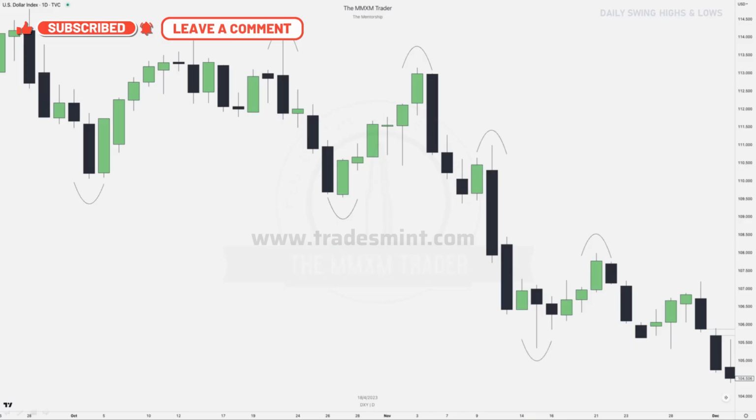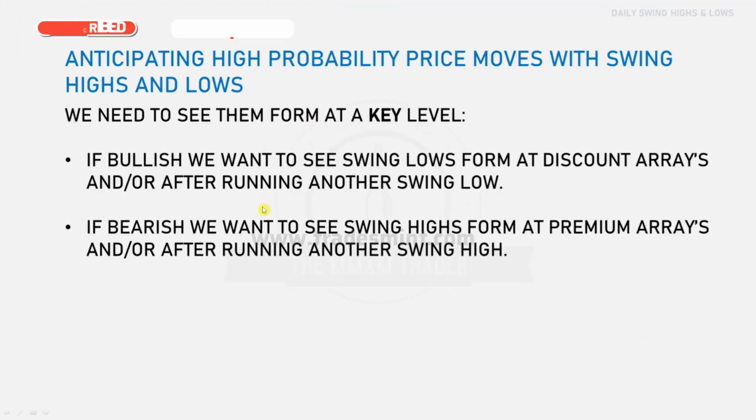So over here we've got a US dollar index daily chart. Now, first of all, what is a swing low and what is a swing high, right? Over here we see a swing low. With a swing low, you want to have 3 candles next to each other, right? One to the left is higher closed than the middle one, and to the right of it, it should be higher closed than the middle one. So we've got one higher, one lower, one higher, and then we have a swing low. So over here, we've got a swing high, right? One candle to the left is lower, one in the middle is higher, and to the right of it, it is lower. So anticipating high probability price moves with swing highs and lows, we need to see them form at a key level.